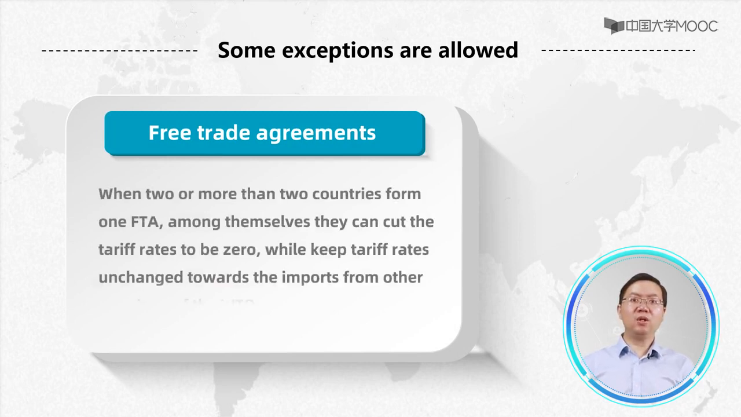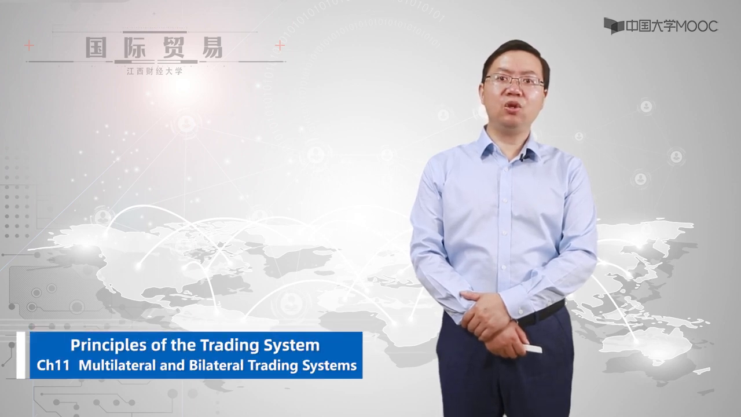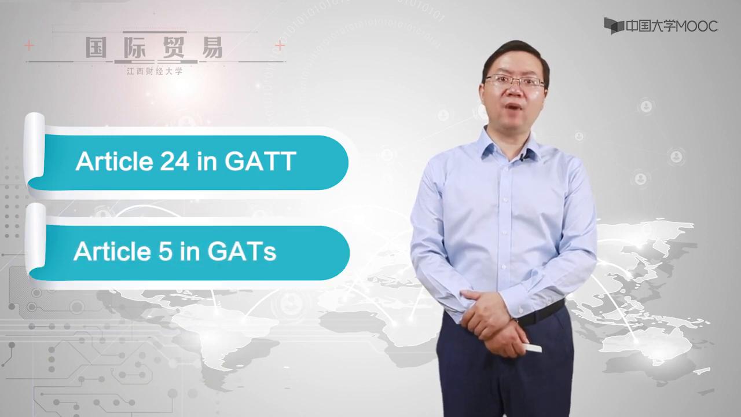When two or more countries form one FTA, among themselves they can cut the tariff rates to zero, while keeping tariff rates unchanged toward imports from other members of the WTO. Such conduct obviously violates WTO's most favored nation treatment, but it's okay. The members of an FTA are allowed to do this. Article 24 in GATT and Article 5 in GATS are just about this exception.